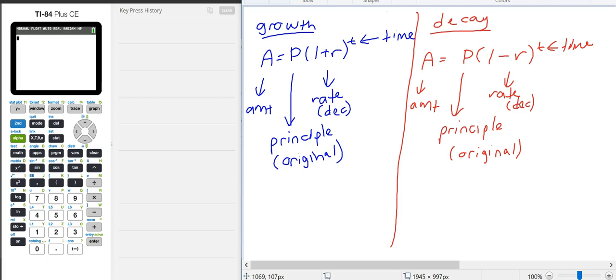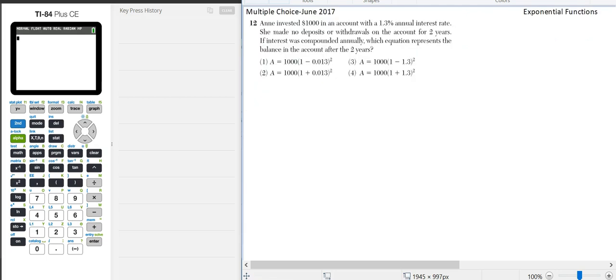Let's look at some actual Regents questions about writing exponential functions from word problems. This is question number 12 from the June 2017 Algebra 1 Regents. Anne invested $1,000 in an account with a 1.3% annual interest rate. She made no deposits or withdrawals on the account for 2 years. If interest was compounded annually, which equation represents the balance of the account after the 2 years?